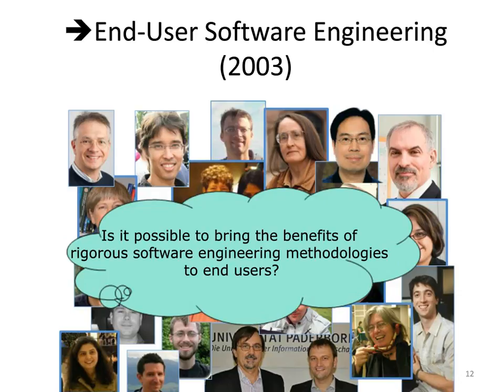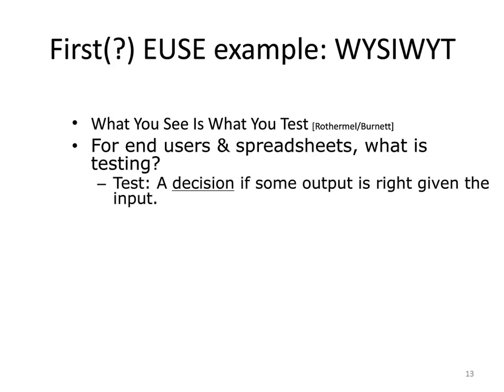So some of you may not have run across end-user software engineering before, so I'm going to give just a very quick example of the first one, at least the first one I know about, which is WYSIWYT, the project that Brad mentioned during the introduction. This is something I did with Greg Rothermel. It's called What You See Is What You Test. And the idea there was to bring systematic, rigorous testing capabilities to spreadsheets.